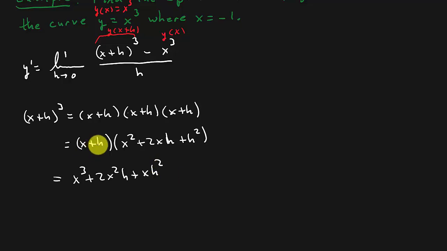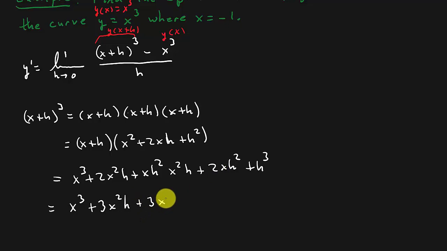And then I'm going to take the h and multiply it to each term. So that's going to be, what is that? x squared h plus 2xh squared plus h cubed. And can I combine anything? Let's see. 2x squared h plus x squared h is 3x squared h, and xh squared plus 2xh squared is 3xh squared plus h cubed.